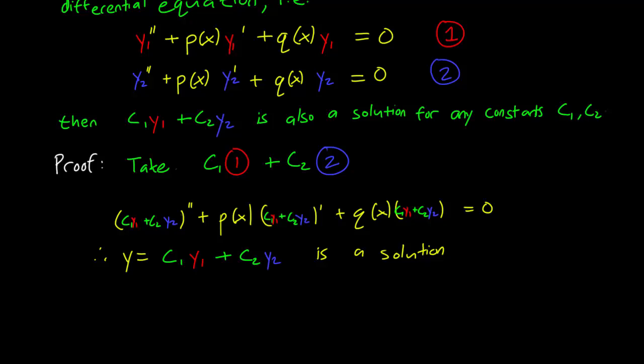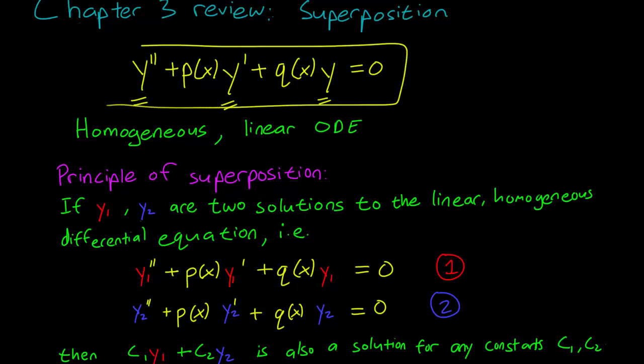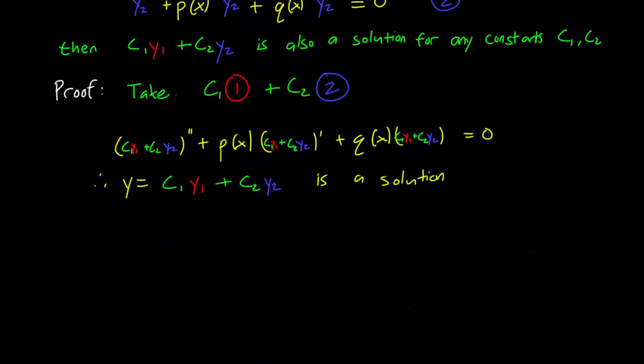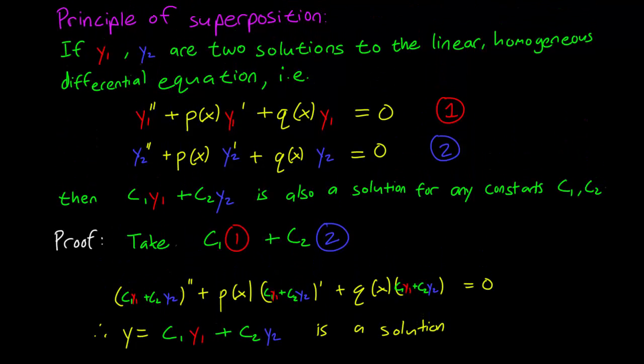What this means, though, is that y equals c1y1 plus c2y2 is indeed a solution of your original linear homogeneous differential equation given here. And this is the principle of superposition: if you have two solutions, you can just slap constants in front of each of them, add them together, and that will give you another solution for any constants c1 and c2.